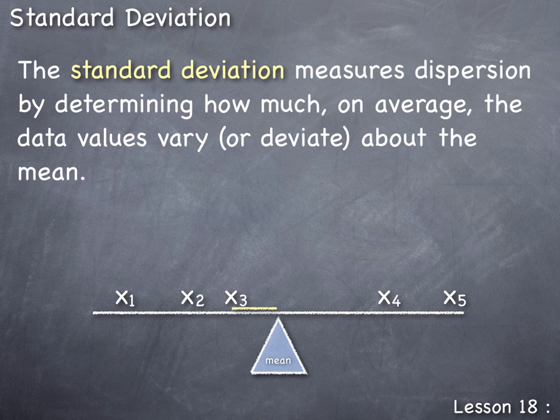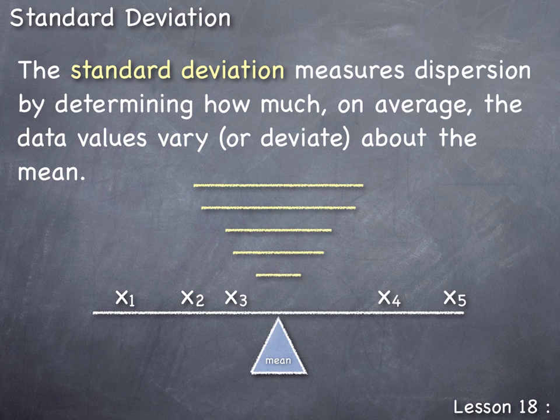Some data values are close to the mean, some data values are moderately away from the mean, and some data values are quite a distance away from the mean. So all the different data values have a different distance or deviation from the mean. What the standard deviation does is calculate a single number that tries to represent the typical or average amount of deviation for all the data values from this mean.